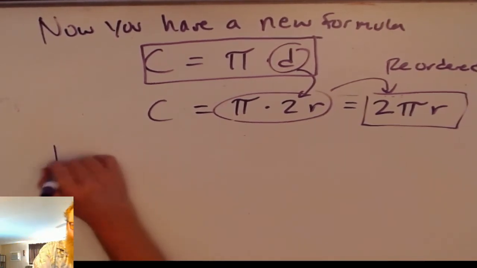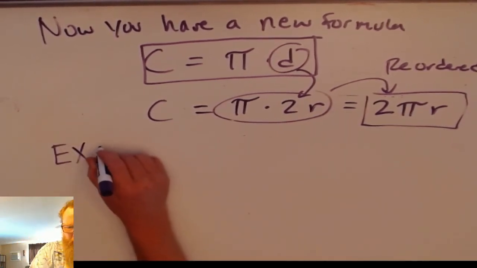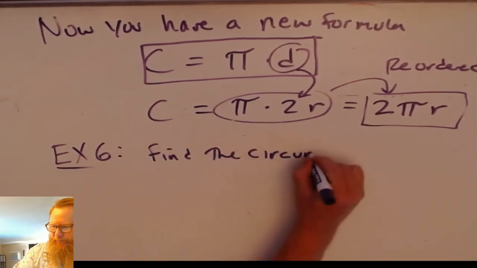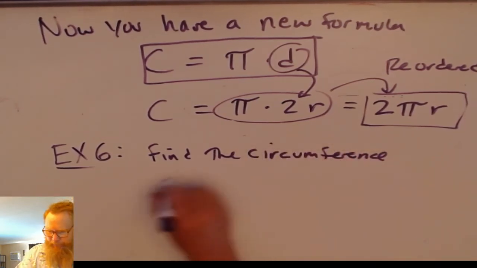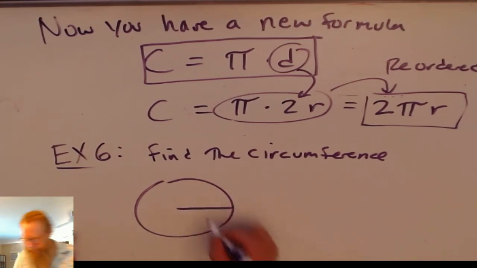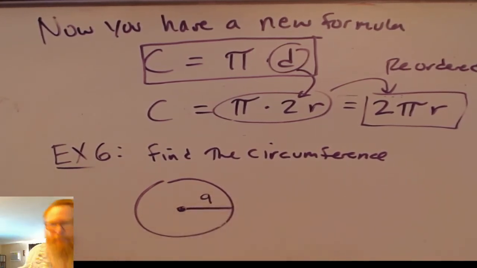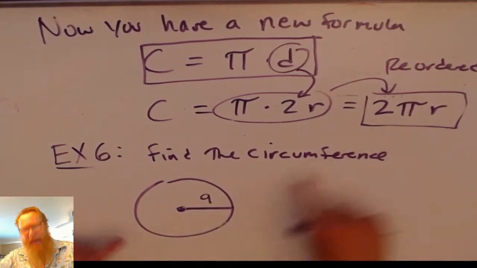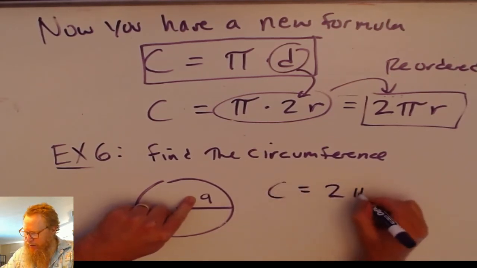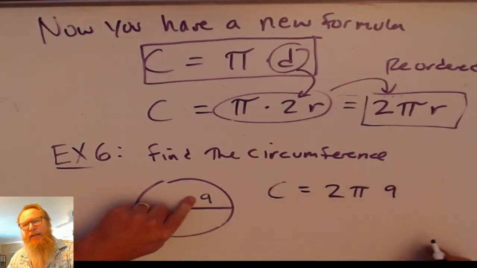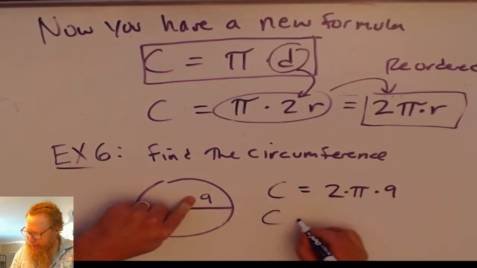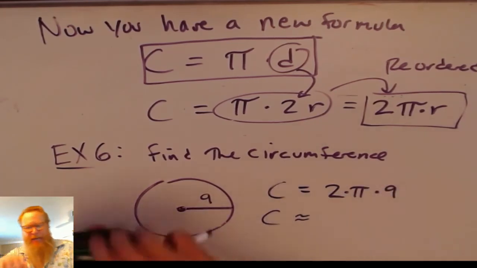All right, what's neat about the 2 pi R formula is watch how quick this is now, if you know it. This formula is much faster if you know that the radius is 9. So the circumference is 2 pi 9. Now technically that's times there. And this is also times. And I'm going to approximate that with my calculator.